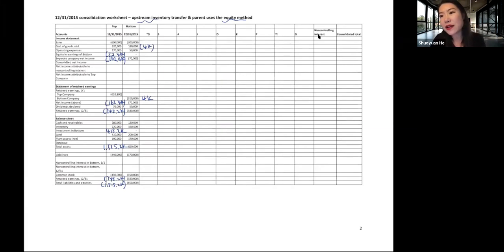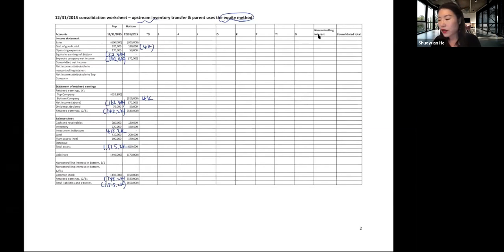Because it is an upstream transfer, the profit in the previous year was recorded on the subsidiary's book. So here we need to take it out from the beginning retained earning of the subsidiary. And then because the parent is using the equity method, there's no star C entry that needs to be done here. And then we just go directly into the SAIDE entries, those kinds of entries.